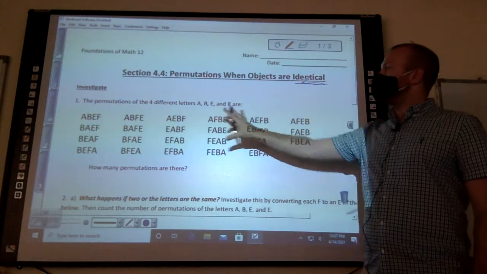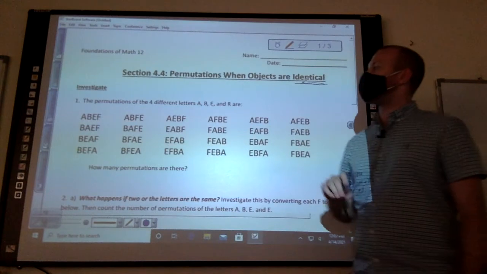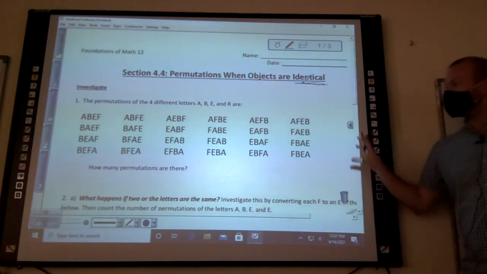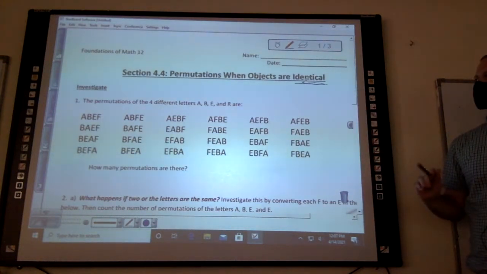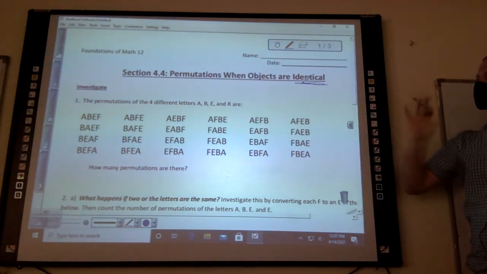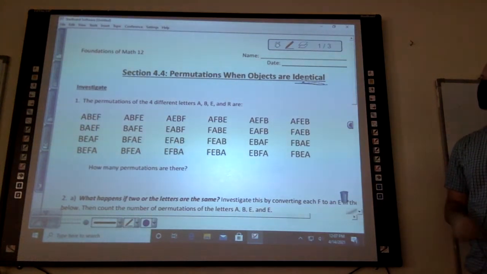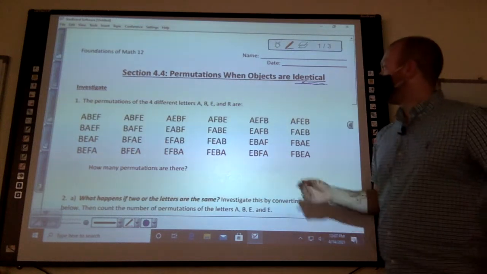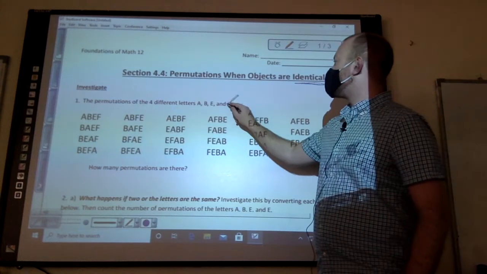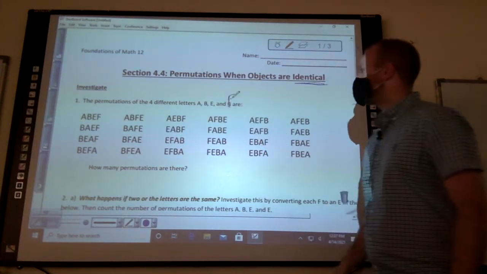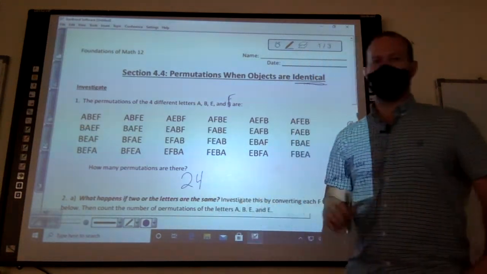So here we've got the different permutations for 4 different letters: A, B, E, and R. It's written out as every single combination. I've got all the A's first, then the A, B's, switching them all up. So the total number of permutations, if you add them all up, is 6 times 4. This should be an F. That's probably why. So in total, 24.